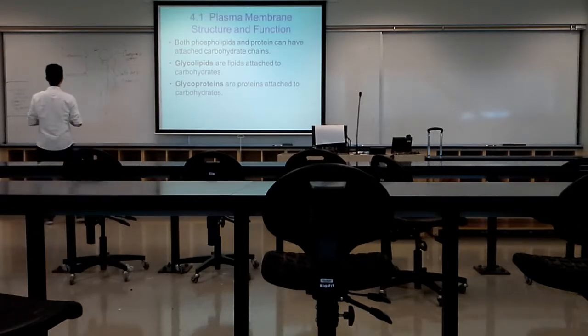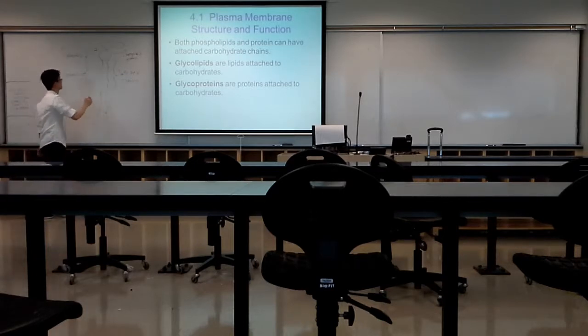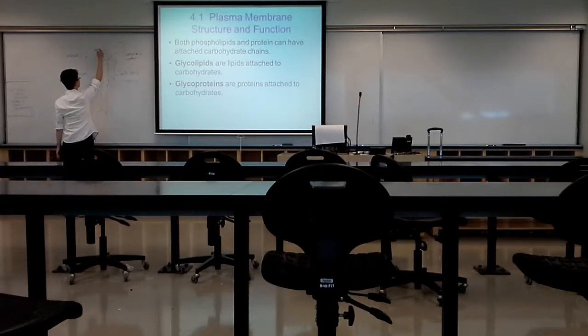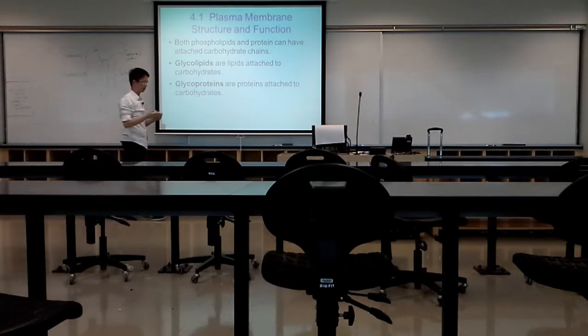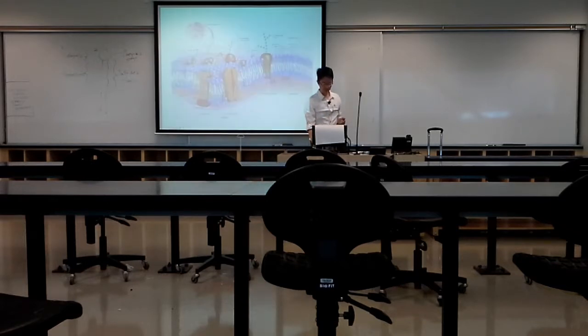How does it look like? It looks like something like this. So this will be glycoprotein. Glycolipid will be the one that attached to the phospholipid bilayer. It literally looks like an antenna or a branch. The reason is that, do we have a picture? Yes, we have pictures here. That's good.